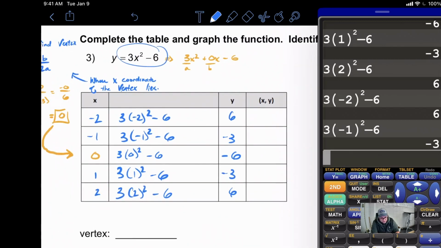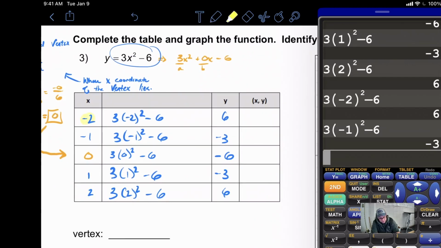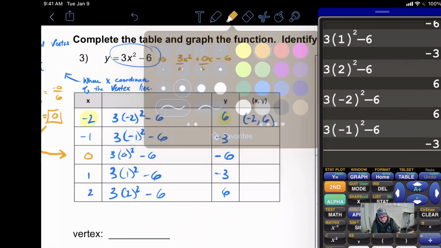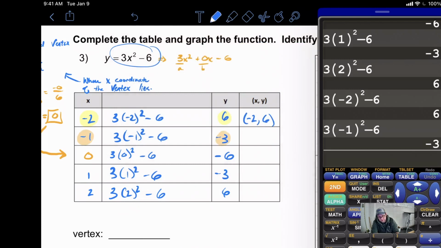Now, once we get those values, it's always important to remember that the x value and the y value form a point. So we're going to get the point negative 2, positive 6 here. Looking at the next one, negative 1, negative 3 would give us another point.